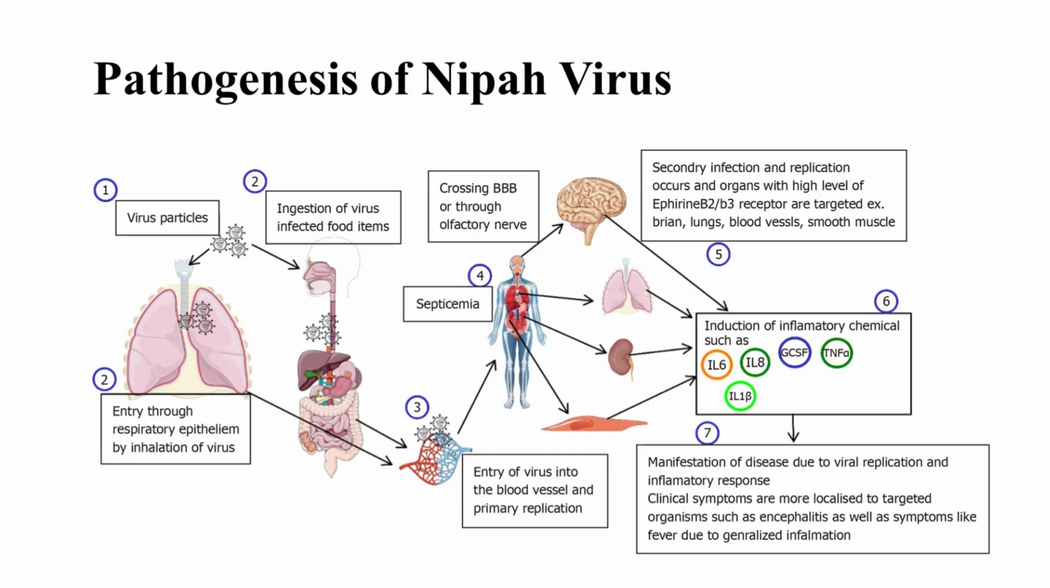causing the primary viremia. Nipah virus along with blood reaches the brain, crossing the blood-brain barrier, BBB, or through the olfactory nerve. Infection of brain tissue and damage of the BBB lead to release of distinct inflammatory cytokines like IL-6, IL-8, tumor necrosis factor alpha, TNF-alpha, and granulocyte colony stimulating factor, GCSF, which ultimately leads to the development of neurological signs.